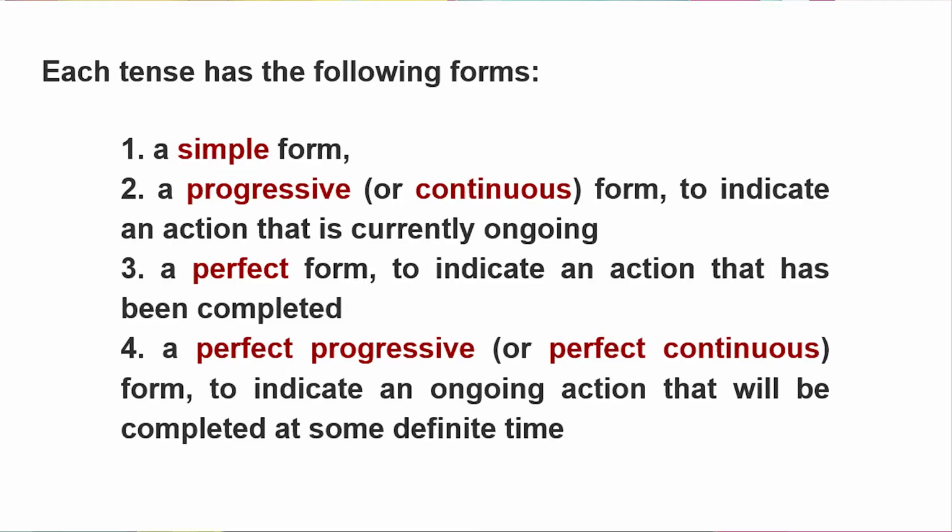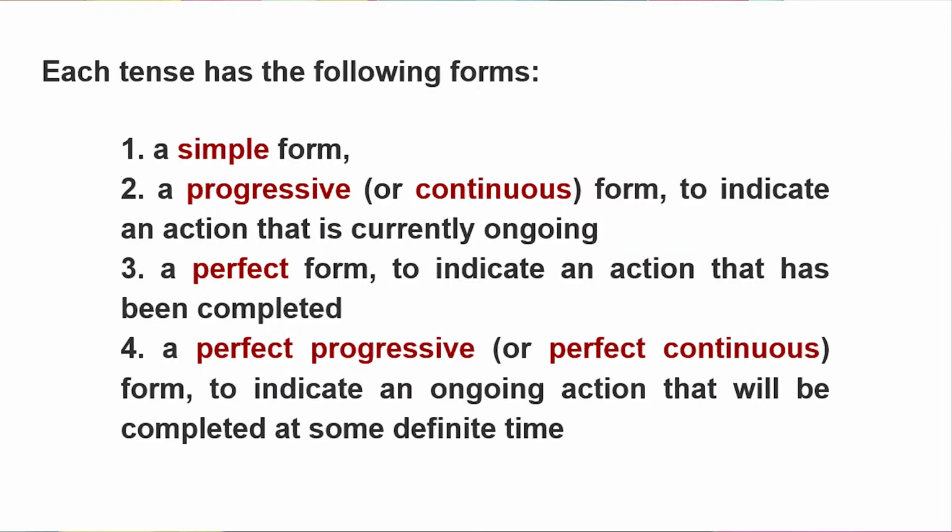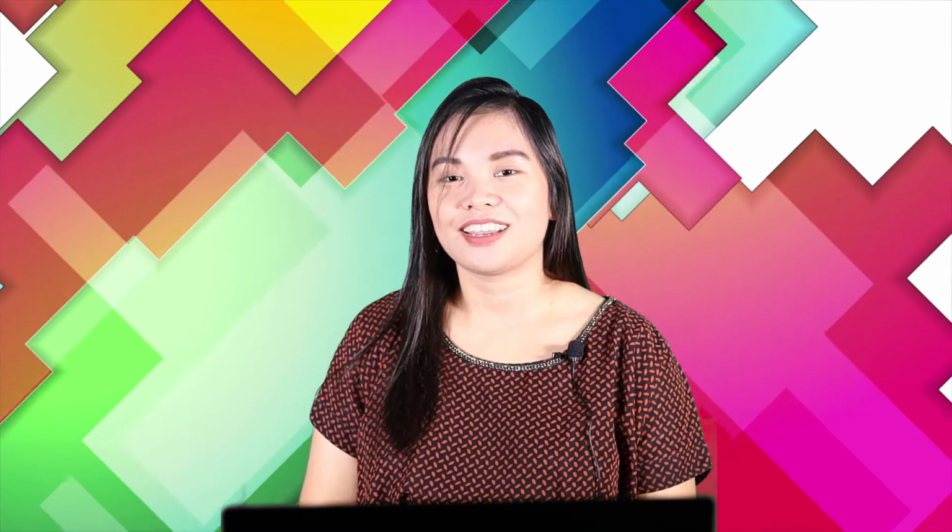For the simple form, this is just the original word or the original verb. So for example, if you use the word build, it's originally build. Okay? You will not be changing anything. Next is the progressive or continuous form that indicates an action that is currently ongoing. Sa Tagalog, tuloy-tuloy siyang nangyayari.